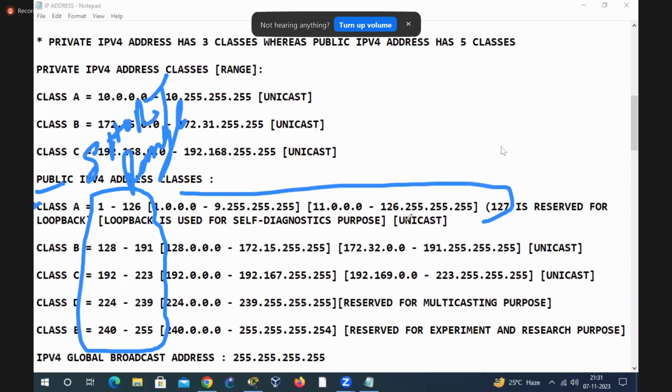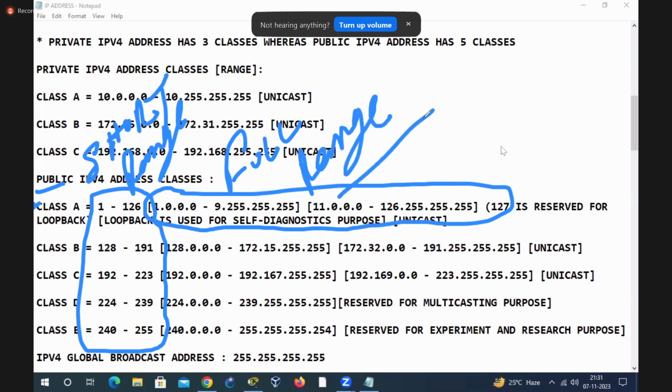And this range, what you are seeing here, this is called the full range. So from the interview perspective, we need to remember both the short range and full range of these public classes. Because in interviews, they can ask you any IP address from this full range, or they can ask you the short range of it. Make sure that you are comfortable giving answers either from the full range or the short range when questions are being asked in the interviews.